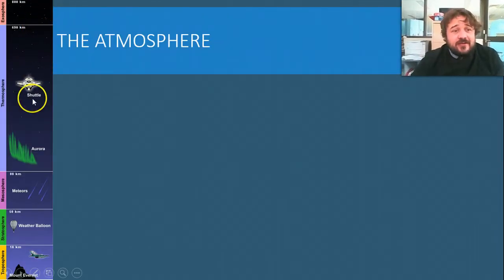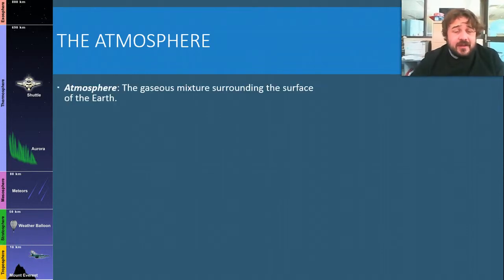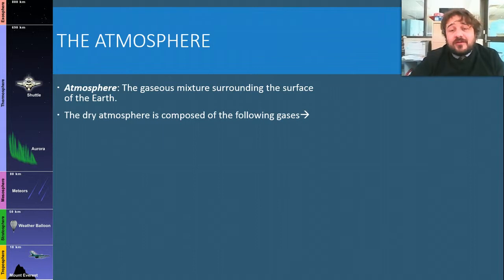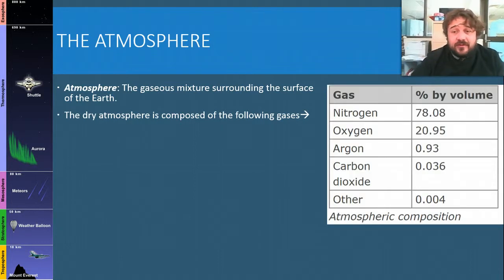So here we see the layered nature of the atmosphere, and what is really the defining feature is the way the temperature changes, which we'll get to in a minute. So the atmosphere essentially is a gaseous mixture surrounding the Earth. It's held in by gravity. The dry atmosphere is composed of the following gases. This is all a bit of revision.